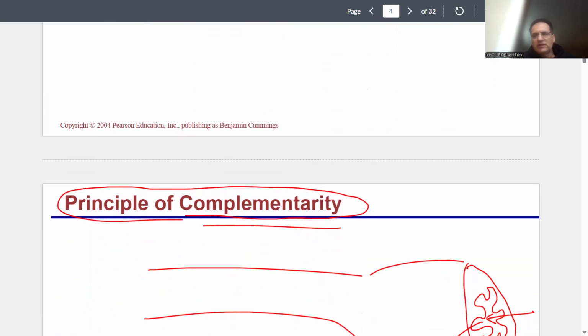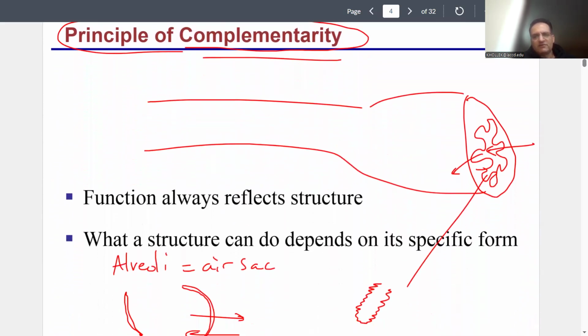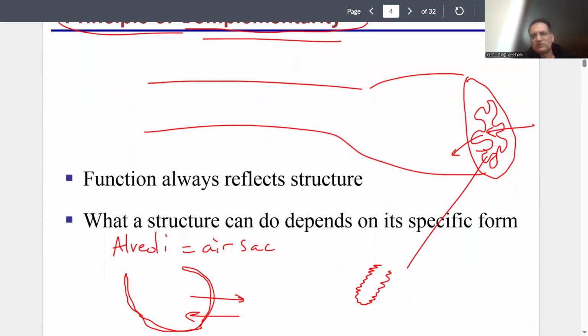All right. So one thing that you need to know is the principle of complementarity. The principle of complementarity is basically that a structure is always related to the function, or function always reflects the structure. So you're familiar with the structure of many different organ systems, one of which, if you recall, was the small intestine. And the small intestine had this fold known as villi.